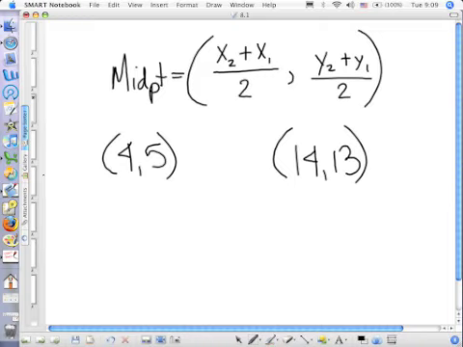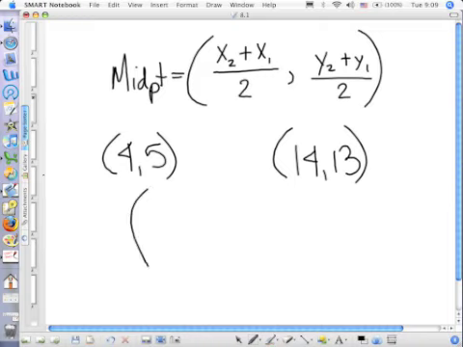Now, does it matter which one is x sub 2 and which one's x sub 1? No, because you're adding two numbers together. And if you add 5 plus 2 or 2 plus 5, you get the same answer. If you add 2 minus 5 and minus 5 plus 2, you still get the same answer. Okay? All right.